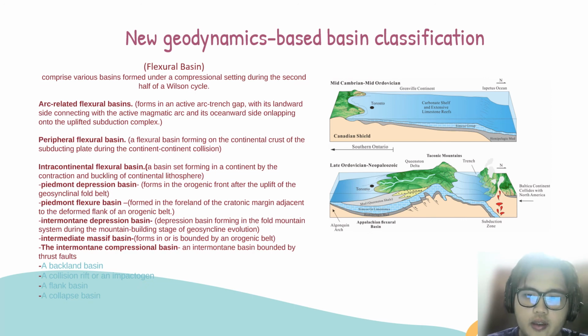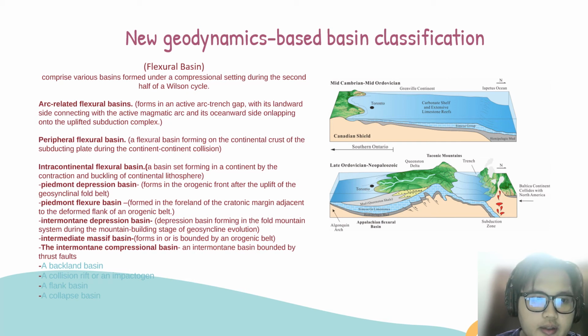Okay, now the second type of new geodynamic basin is the flexural basin. This basin comprises various basins formed under a compressional setting during the second half of a Wilson cycle. Under this basin, there are a few types of basin. The first one is the arc-related flexural basin. It forms in an active arc trench gap with its landward side connecting with the active magmatic arc and its oceanward side overlapping on the uplifted subduction complex.